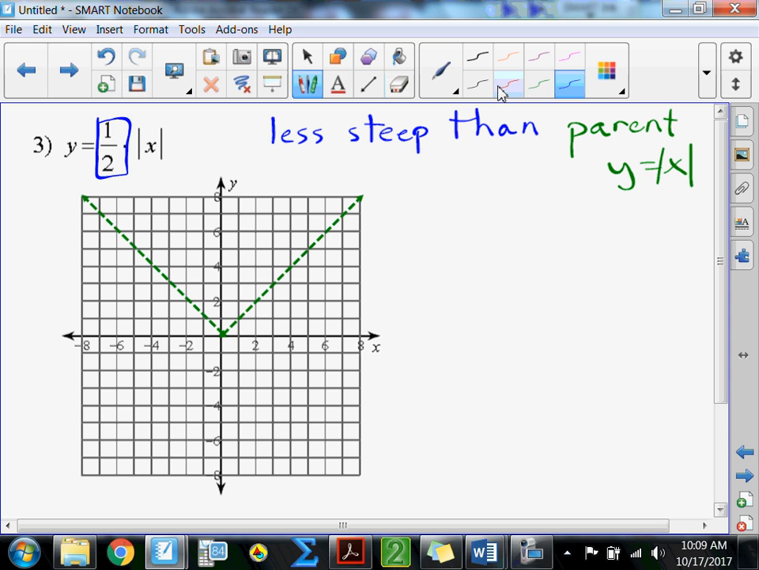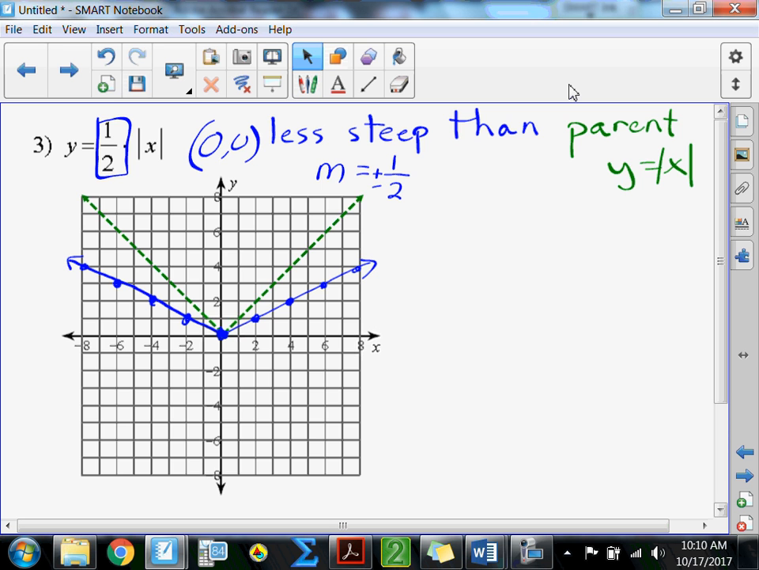To do 1/2, I'm still going to start at 0, 0 for my vertex. And my slope is going to be 1/2 on one side and negative 1/2 on the other. So up 1 over 2, up 1 over 2, over and over. Up 1 over 2, up 1 over 2, up 1 over 2, the other direction. And that causes a negative slope on that side. So the blue curve is what you're trying to graph.